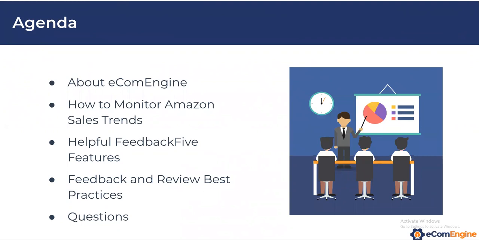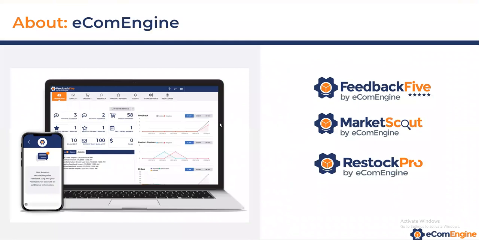All right, so to start with, let's talk about a brief introduction to eComEngine. eComEngine is headquartered in Richmond, Virginia. It's been over a decade now since the inception of eComEngine, and FeedbackFive was our first tool, developed in 2007. It was the first feedback automation tool in the e-commerce space, so we're really proud of that. We also have a marketing intelligence software called Market Scout, and an inventory management and forecasting software called Restock Pro. Now FeedbackFive allows you to analyze and track your sales trends, identify your high-yielding SKUs, and use them to create email and sales strategies.